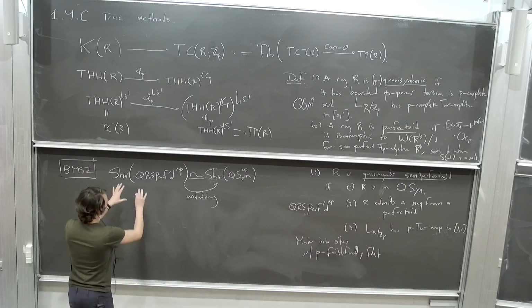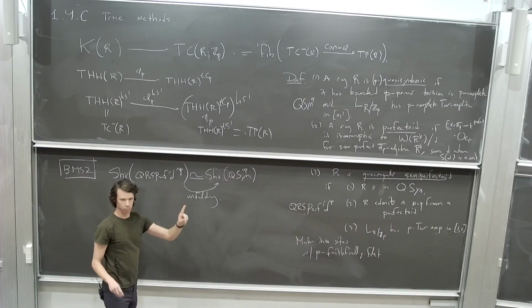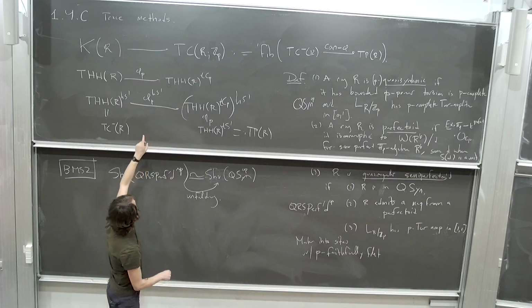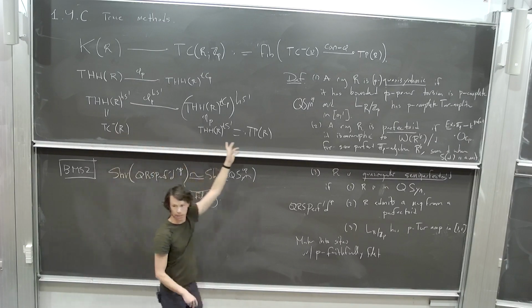So this is how it goes. Let me explain just very briefly how to get the motivic filtrations on TC minus and TP.